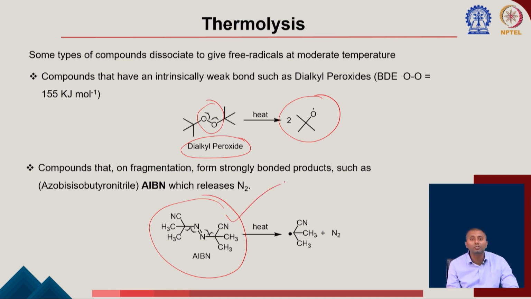Azo-bis-isobutyronitrile is a compound where, under heat, N2 is lost. To form N2, you take a single electron from this bond and a single electron from this bond. This ends up generating the corresponding radical. This radical is a very stable radical, so it can do other things in the reaction. And you can see why I am saying this: it is an electrophilic radical, because there is a cyano group attached to it.